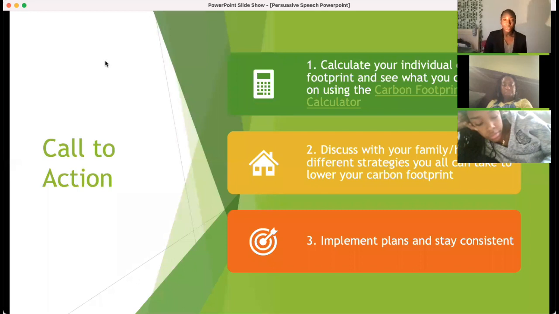First, you want to take a call to action. What you'll want to do is use nature.org's carbon footprint calculator and estimate the amount of carbon gases that your household and yourself emit. Then you'll want to go to the COTAP resource and discuss with your family different strategies that you can implement to lower your carbon footprint. The last thing you want to do is stay consistent.